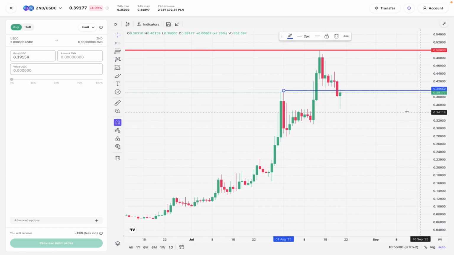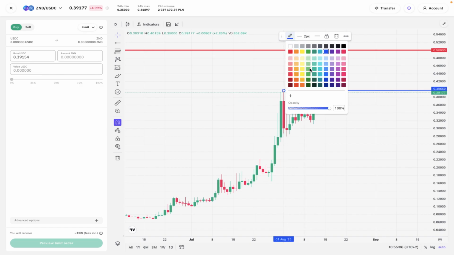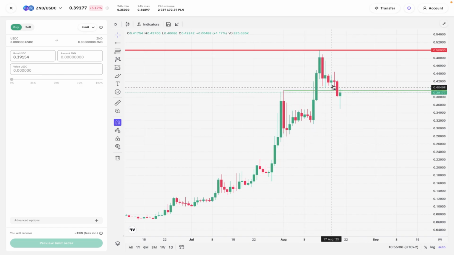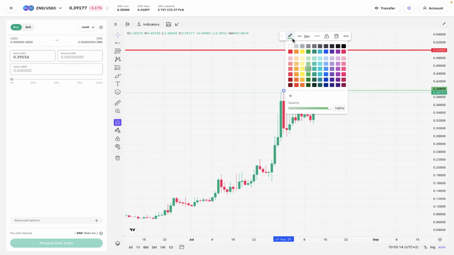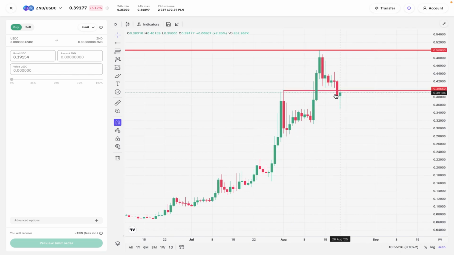So this is the 0.3965. So that was the technical support. As you can see, exactly yesterday, this support was violated. So right now it is obviously a resistance, so it's red. And the new low was made today at the level of 0.35.